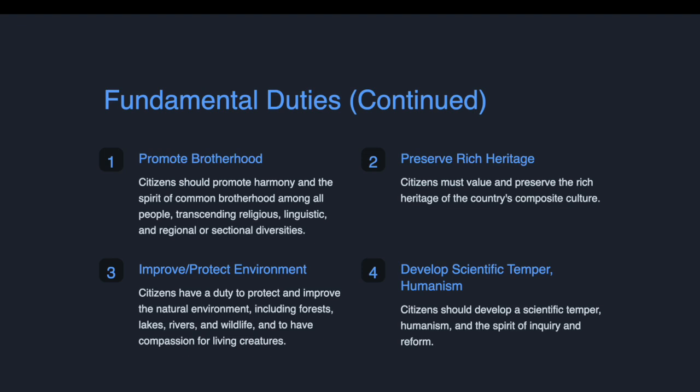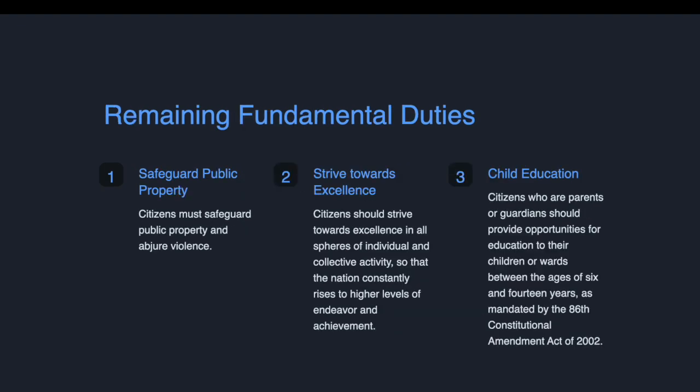The sixth is to preserve the rich heritage of the nation. The seventh is to protect the environment, including forests, lakes, rivers, and wildlife. The next is to have a scientific temper, humanism, and spirit of inquiry and reform. Then a citizen must safeguard public property and abjure violence. The next is that citizens should strive towards excellence in all spheres of individual and collective activity so that the nation constantly rises to higher levels of endeavor and achievement.